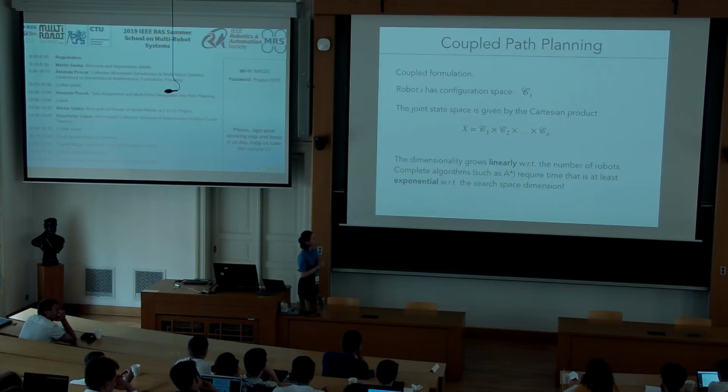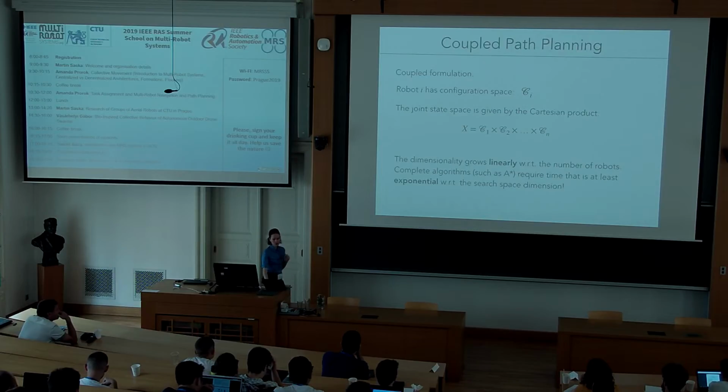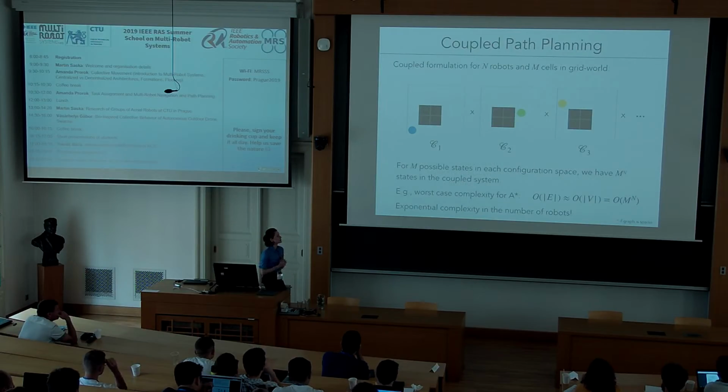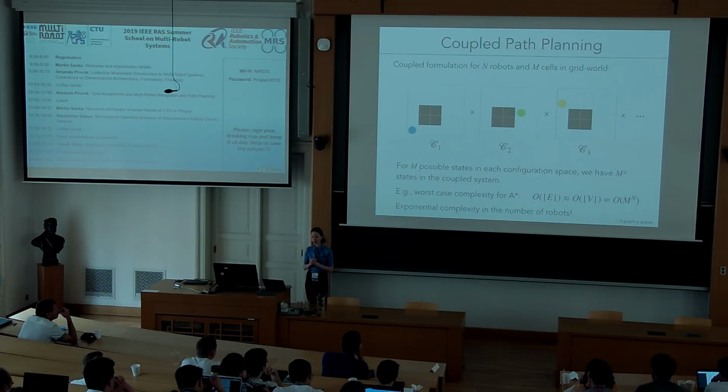So we know that A star requires time that is at least exponential with respect to the search space dimension, okay? So we know what the state space dimension is here, but we don't know what the search space dimension is yet in this coupled multi-robot path planning problem. So let's try and infer what the search space dimension is of this coupled path planning problem. And we can do this by thinking of, well, what is the state space for my coupled path planning problem, and how does that lead to an estimate of the search space dimension?